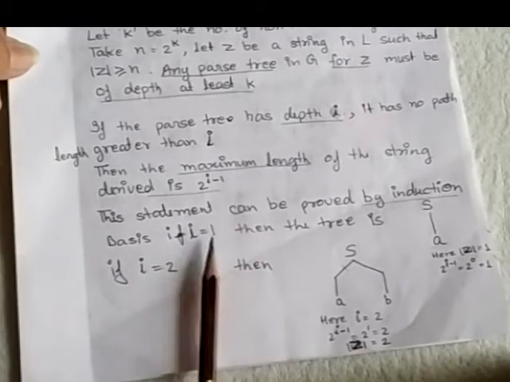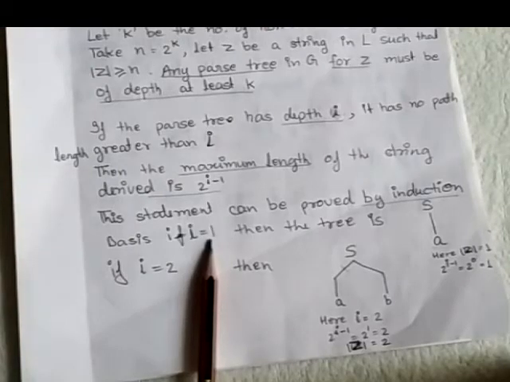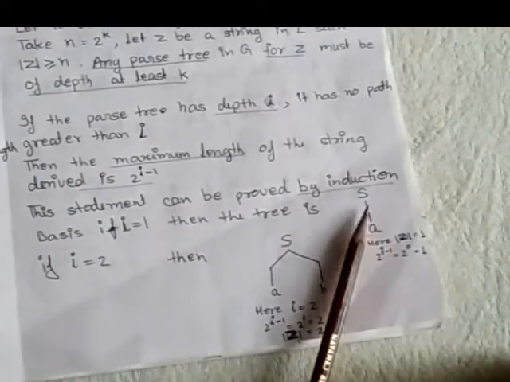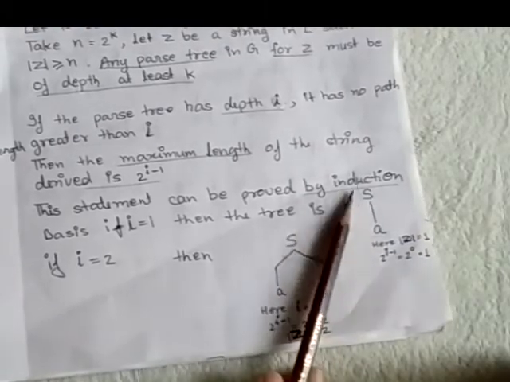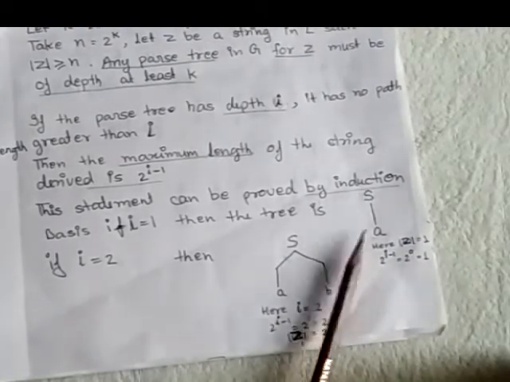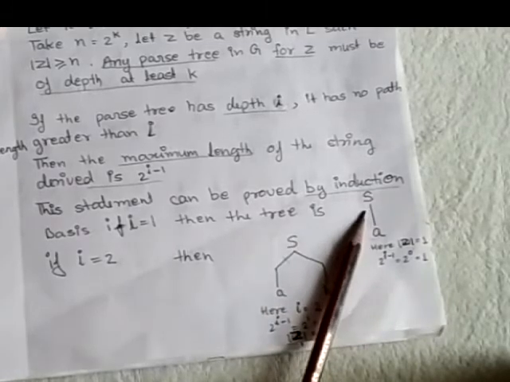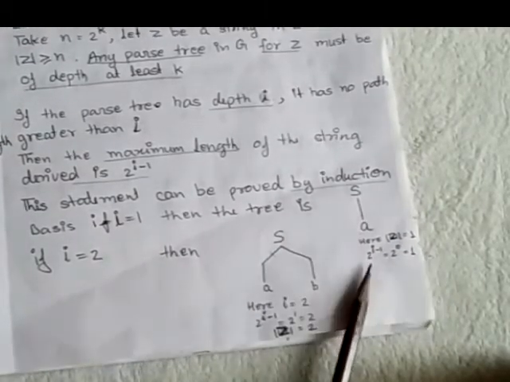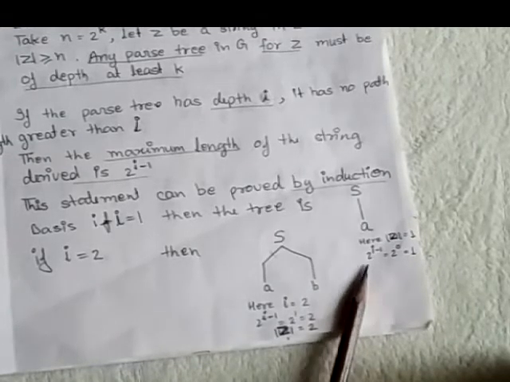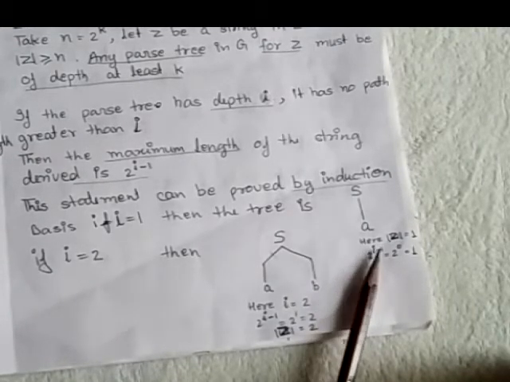If i is equal to 1, meaning the depth is equal to 1, then the structure of the tree will be like this: S tends to A, or S derives A. Here the edge is 1, or the depth is 1. If the depth is 1, then the length of the string generated will be 2 raised to the power i minus 1.